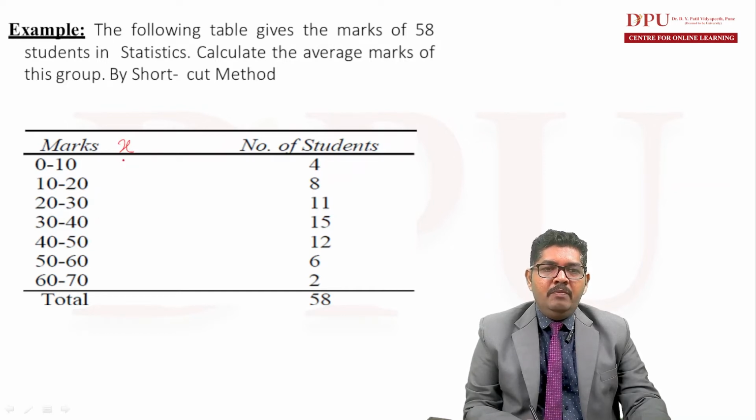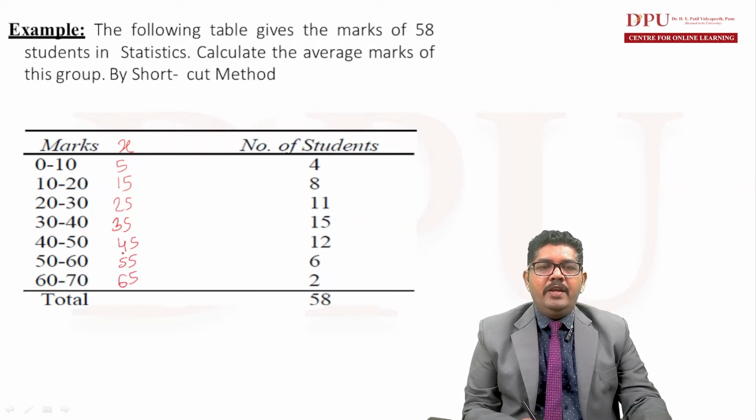So for 0 to 10, the midpoint is 5. How do we calculate? Upper limit or upper boundary plus lower boundary divided by 2. So 10 plus 0 divided by 2, 20 plus 10 divided by 2. So this is 15, 25, 35, 45, 55, and 65. So these are x values.